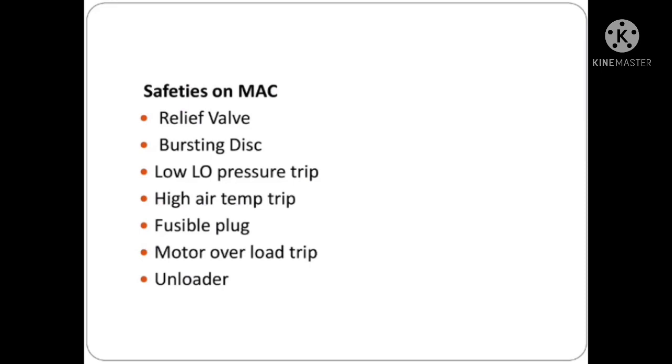Fourth trip is the air high temperature trip. If the air temperature goes above the limit, it will trip the compressor, because high temperature air will go inside the air bottle and it will start expanding the air. To avoid this, we provide the high air temperature trip.